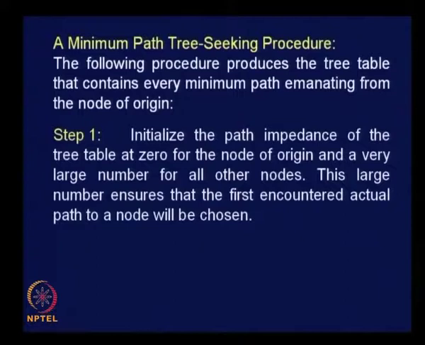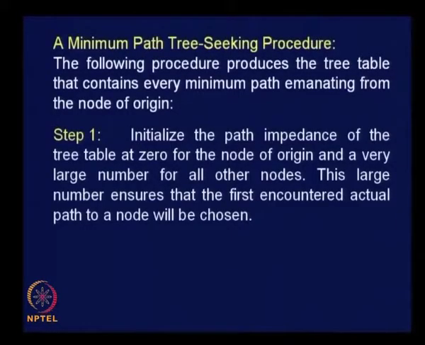and a very large number for all other nodes. When we say very large number, normally it is taken as, to be on the very safe side, infinity. Take the travel impedance as simply infinity for all the other nodes and take the travel impedance as 0 for the node of your interest, which is the origin. This large number ensures that the first encountered actual path to a node will be chosen from the origin. We will see how it really works after taking an example.